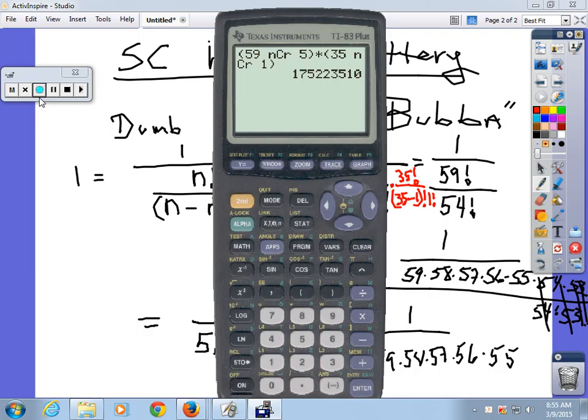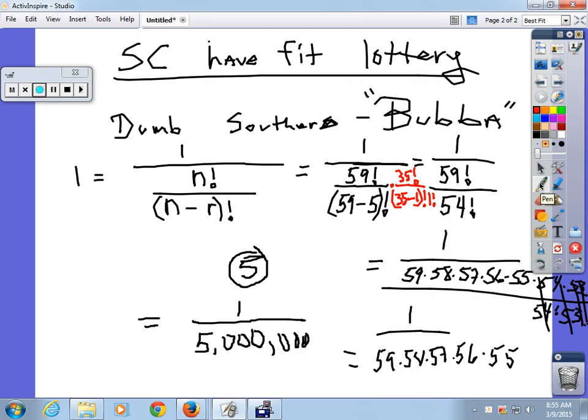So Bubba, let's just say 175 million. Is that okay with y'all? So Bubba has a 1 in 175 million chance of winning the Powerball. Everybody with me? So somebody give me that. I want you to give me about 6 or 8 digits.